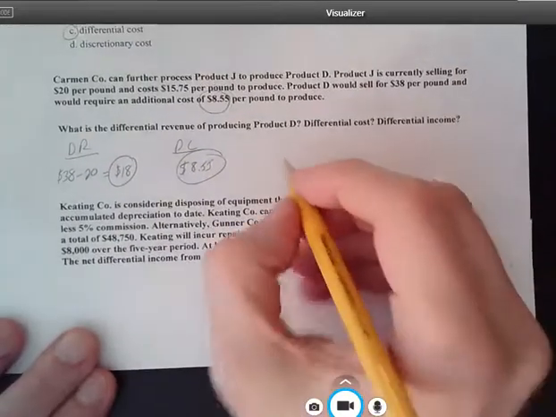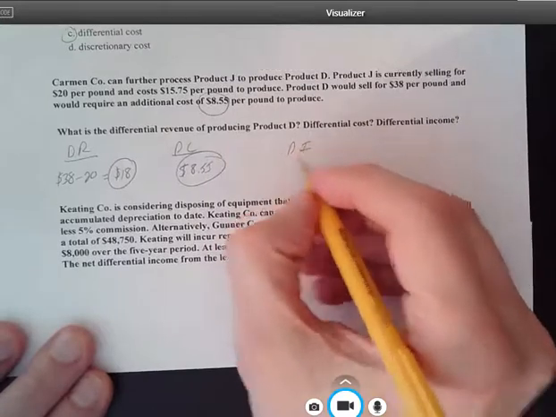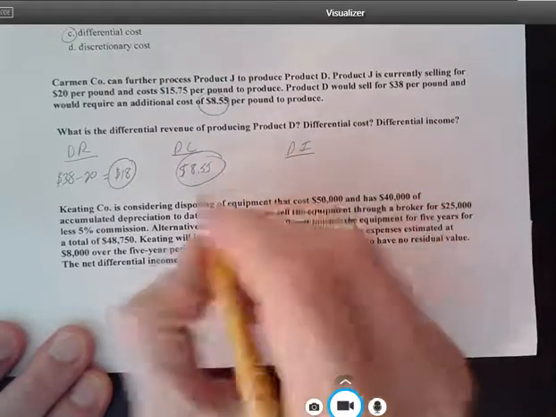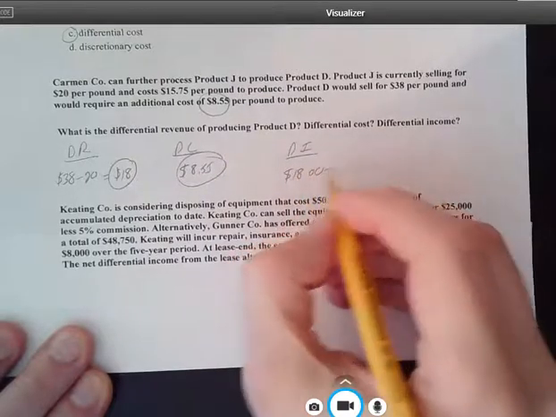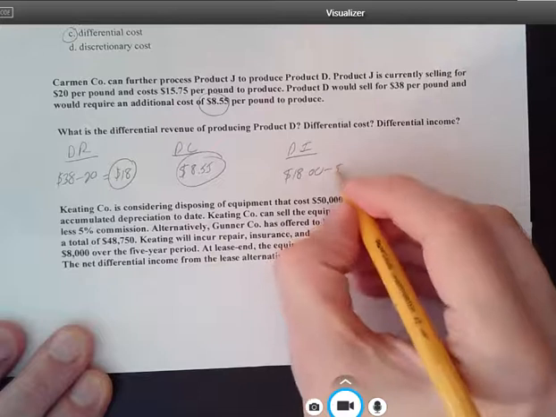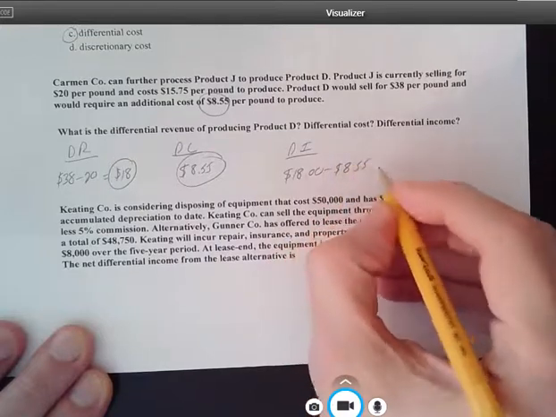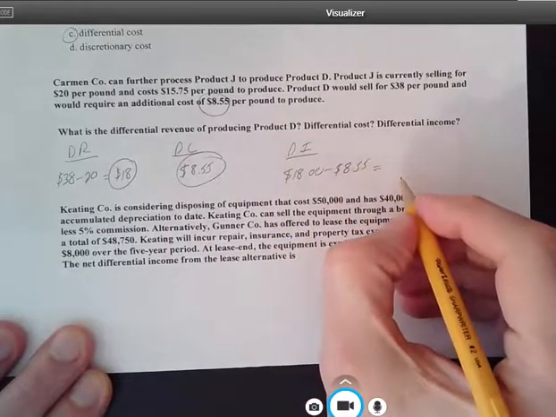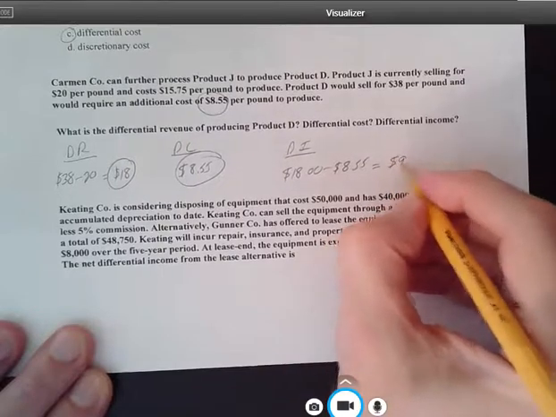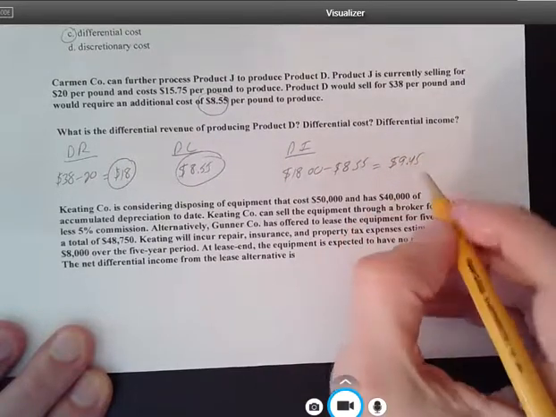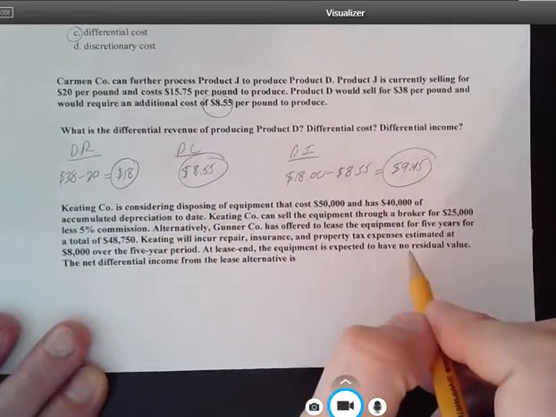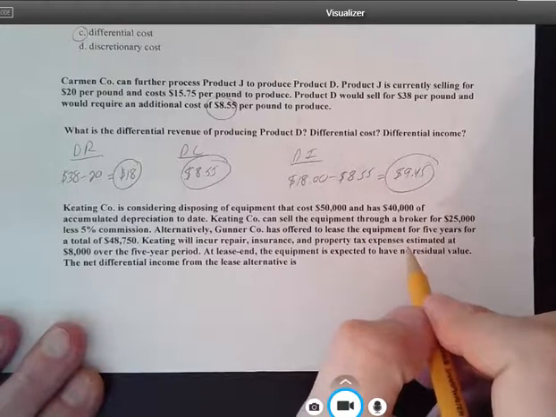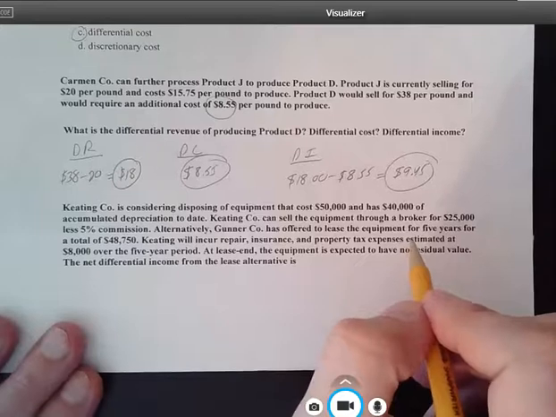Differential income is strictly the revenue minus the cost. And that's going to give us $9.45. So all three of these are per unit numbers, because we don't know how many units we're producing. We just have the per unit figures. So those are going to be our answers.